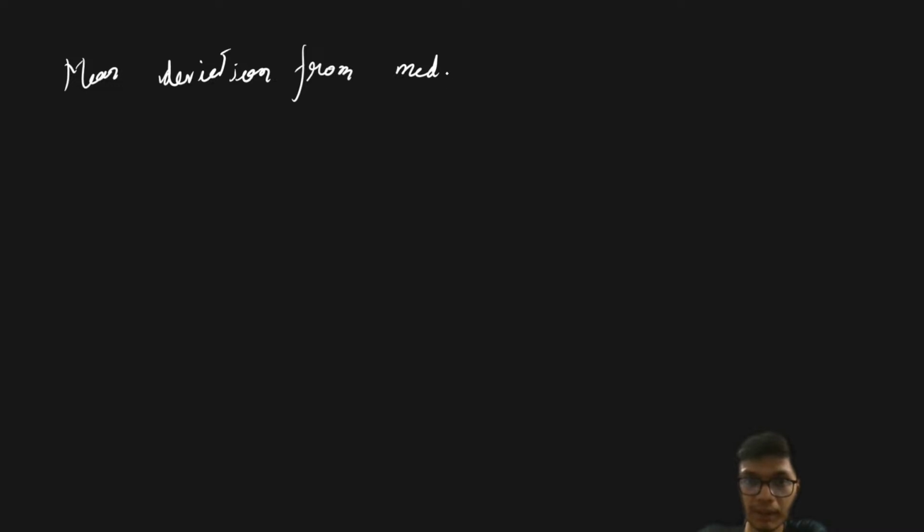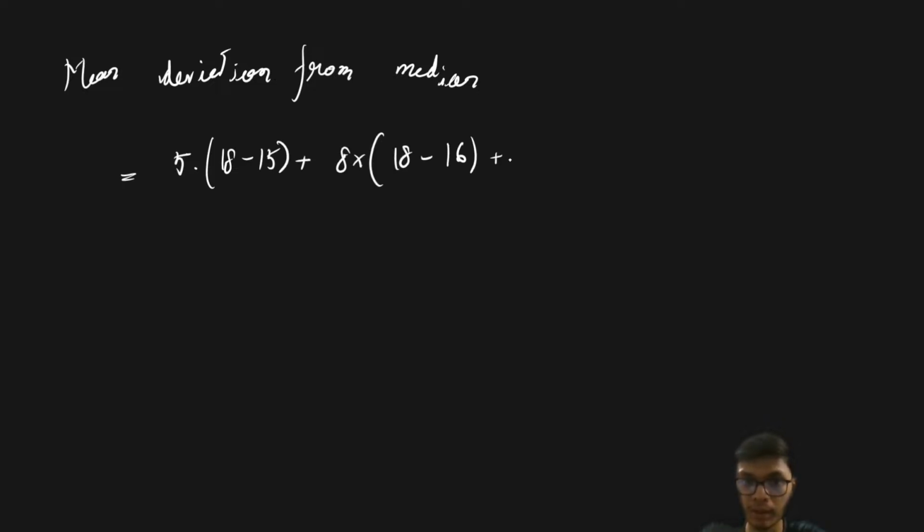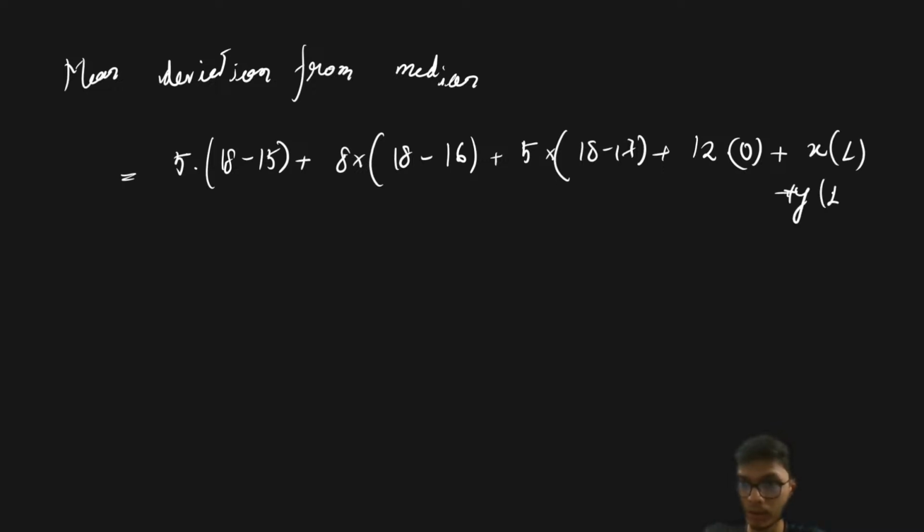Right, so let us calculate the mean deviation from the median. Our median is equal to 18. The first class has frequency 5, so 5 times (18 minus 15), plus 8 times (18 minus 16), plus 5 times (18 minus 17), plus 12 times 0, because 18 minus 18 is 0, plus x times 1, plus y times 2. That is given in the problem as 1.25 into 40, the mean deviation about the median.